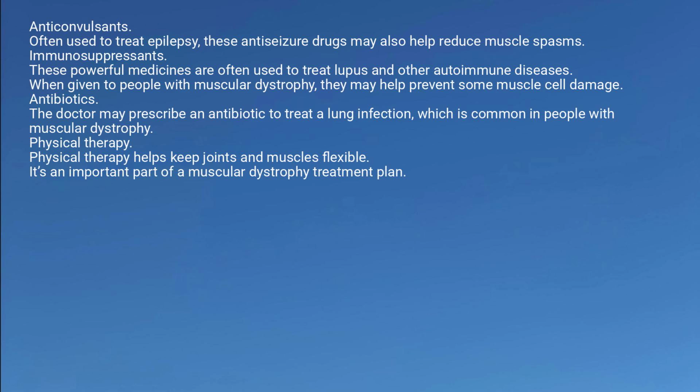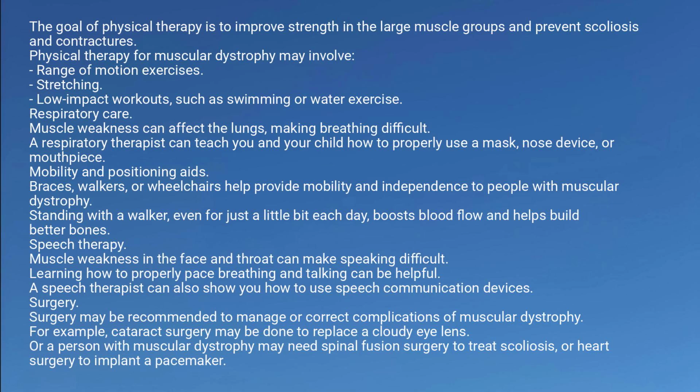Physical therapy. Physical therapy helps keep joints and muscles flexible. It's an important part of a muscular dystrophy treatment plan. The goal of physical therapy is to improve strength in the large muscle groups and prevent scoliosis and contractures. Physical therapy for muscular dystrophy may involve range of motion exercises, stretching, and low-impact workouts, such as swimming or water exercise.